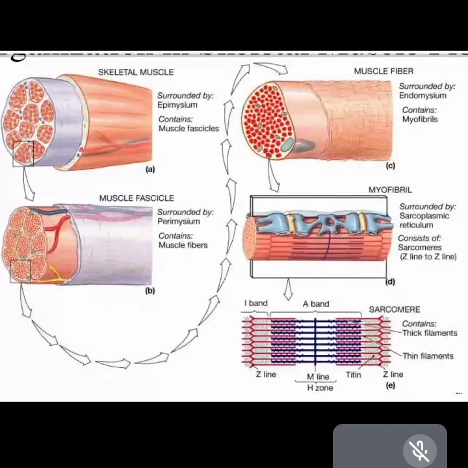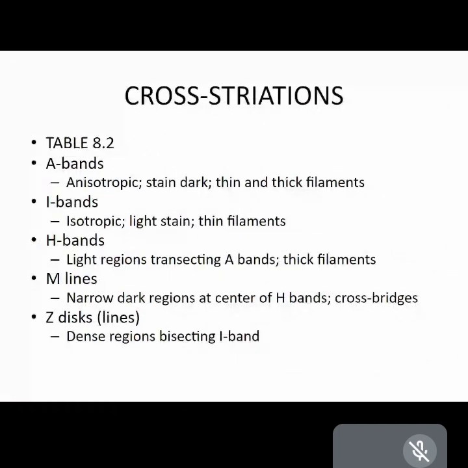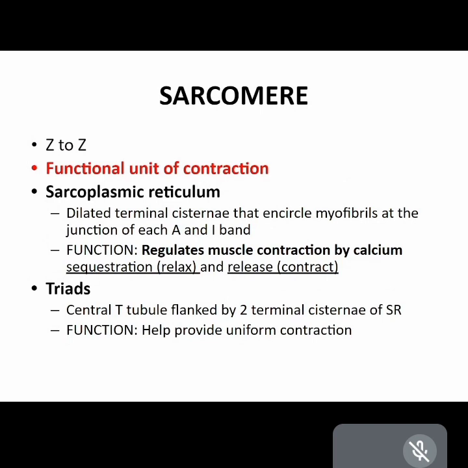Okay. So cross striations, the A bands is anisotropic that stays dark with thin and thick filaments. The I bands is isotropic, lightly stained thin filaments, and then the H bands are light regions transecting A bands, also has thick filaments. And then the M lines, the narrow dark regions at the center of the H bands, which acts as the cross bridges. And then the Z disc or the lines, the dense regions bisecting the I band. Okay.